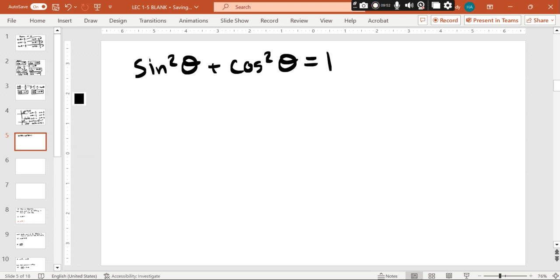Now, the only thing with this one, notice this is an equation. And if it's an equation, I could write this a few different ways. If we subtract cosine squared from both sides, I get sine squared theta is equal to 1 minus cosine squared theta. That is just a different variation, a different way to view it.